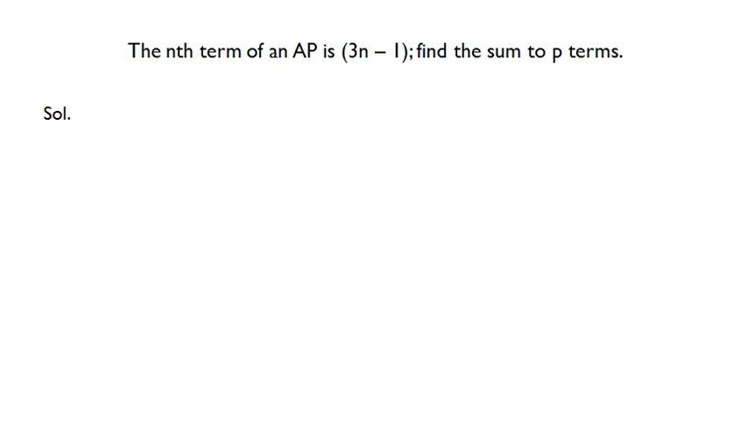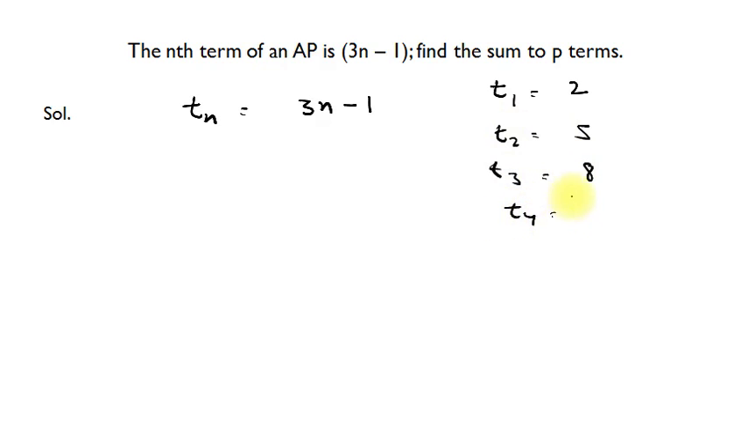Now moving to the next one. The question is: the nth term of an AP is 3n minus 1. So here it is given Tn is equal to 3n minus 1. So we can find T1, putting the value of n equal to 1, so 3 minus 1, that is 2. T2, that is 6 minus 1, that is 5. T3, that is 9 minus 1, that is 8. Okay. T4, that is 12 minus 1, that is 11.